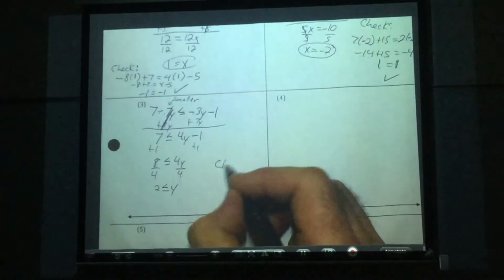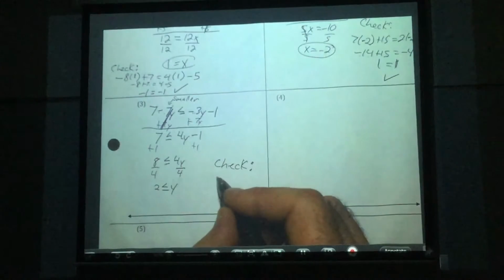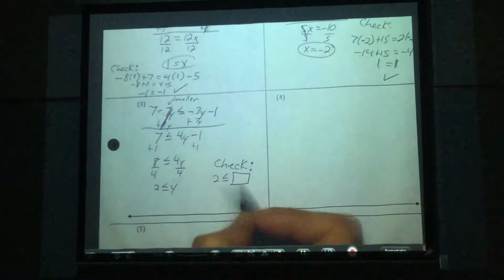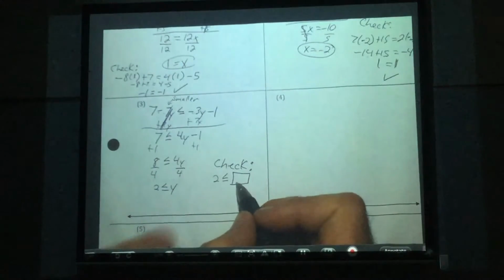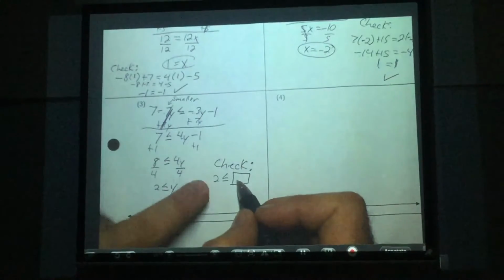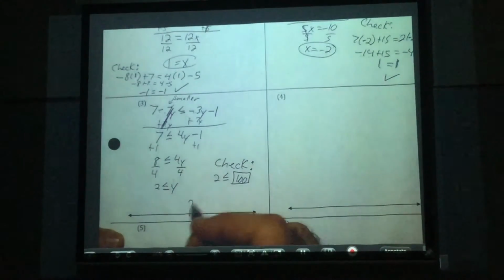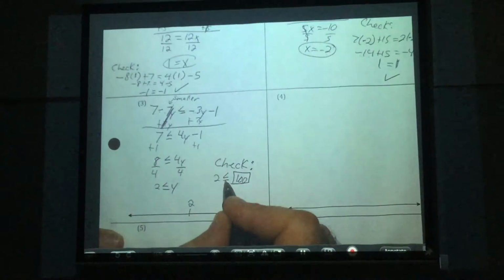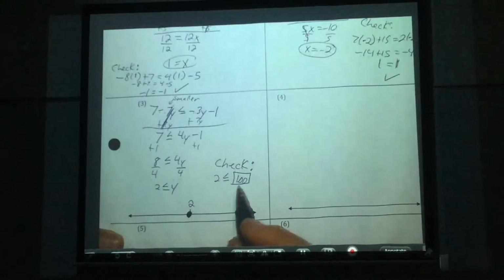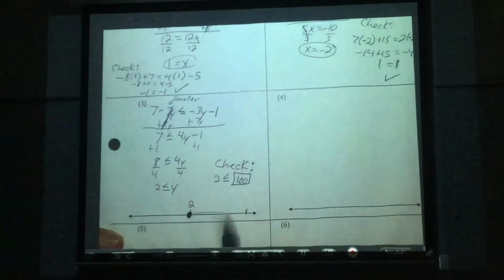So let's check so we can figure out what side to shade. We have 2 is less than or equal to some number, because that's where the y was. If I put -100 in there, is 2 smaller than -100? No. If I put 100 in there, is 2 smaller than 100? The answer is yes. So here's my 2. There is an or equal to bar right here, so it is a closed circle, and then we're going to shade where the 100 is. The 100 is on this side over here, so we're going to shade that way.